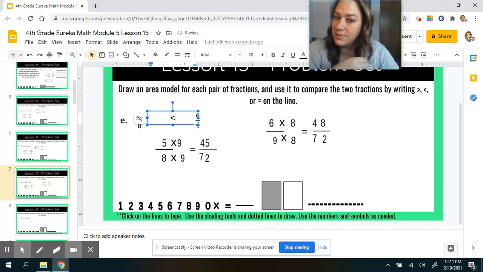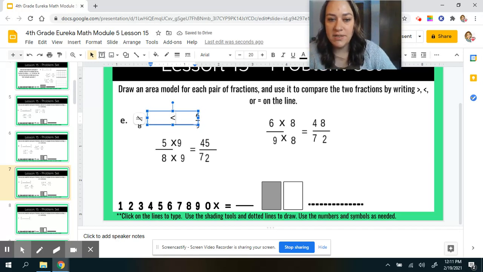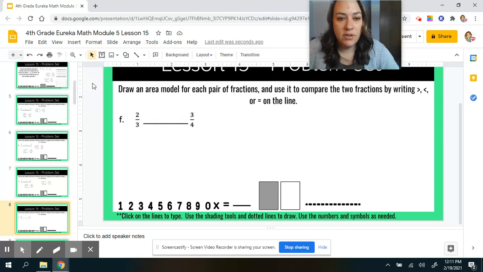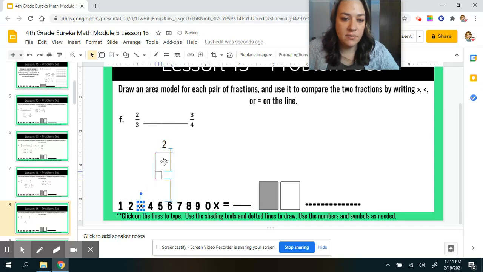Like I mentioned, we won't always make such a large number for our denominators. We can find smaller numbers that are common between the two, but that'll come later. All right, last one. 2/3 and 3/4. So we're going to take our 2/3, 3 times 4, which is going to give us 12. 2 times 4, 3 times 4. It's going to give us 8/12.